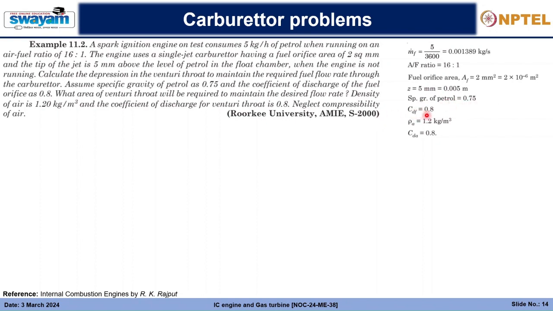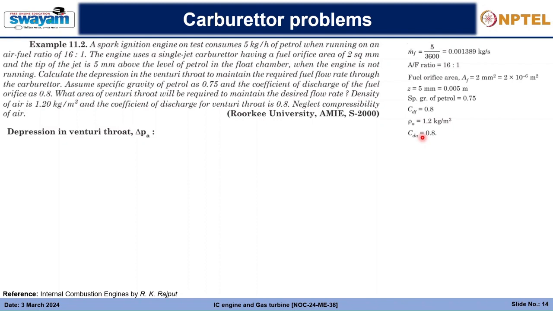The coefficient of discharge is 0.8. The density of air is 1.2 kg per meter cube, and the coefficient of discharge for air at the venturi is 0.8. So for both of them, 0.8 is the coefficient of discharge. Next, we have to find the depression in the venturi throat. The depression in the venturi throat is basically the suction at the venturi throat, or the pressure difference between the inlet of the air into the carburetor and the venturi throat. So that is the depression.